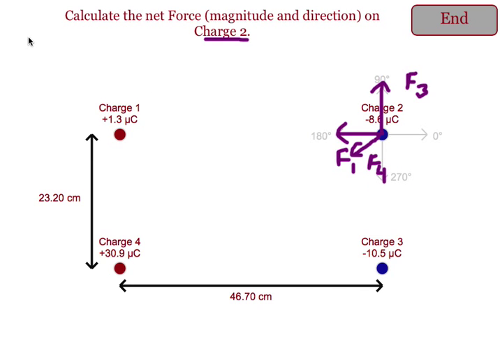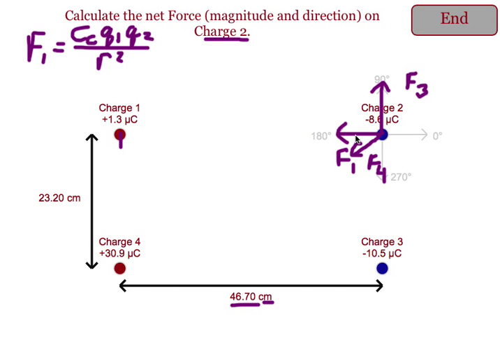We can calculate each individual force pretty easily. We calculate the force from charge 1 by doing Cc, Coulomb's constant, 9e to the 9th, charge 1, charge 2, and radius squared. For the radius, we're going to use the distance from charge 1 to charge 2, which is 40.7 centimeters. Make sure you work it in meters.